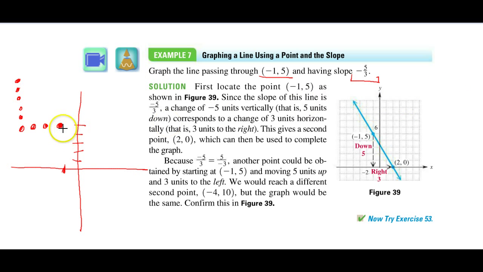And then again, you would click there, mentally go over 3 in a negative direction, go up 5, and then there's your line. Now notice we didn't use the y-intercept to graph it. We used the point they gave us, and from that point we sketched in the slope. So this is one way to do it. We go over 3, and then we go up 5.